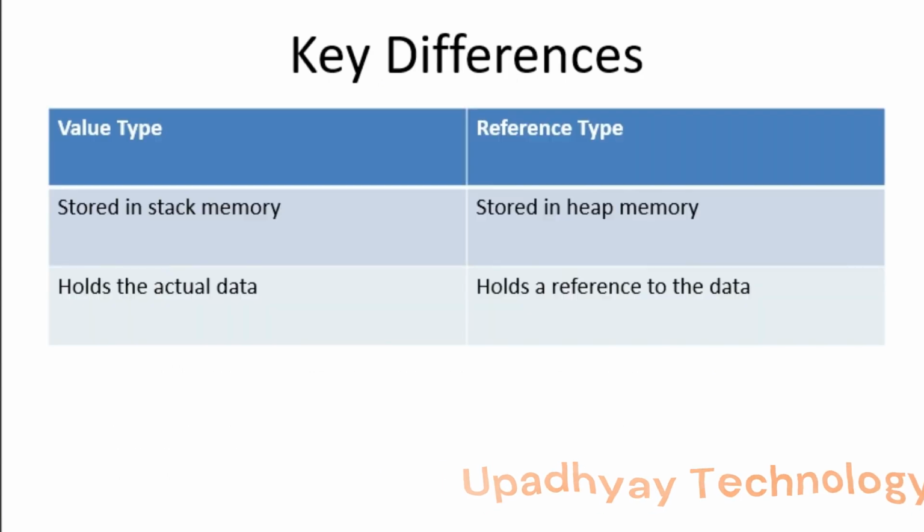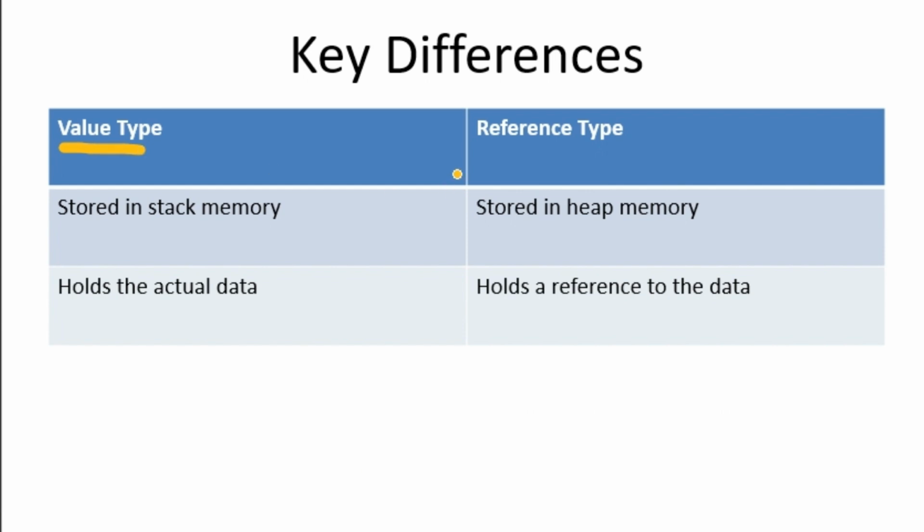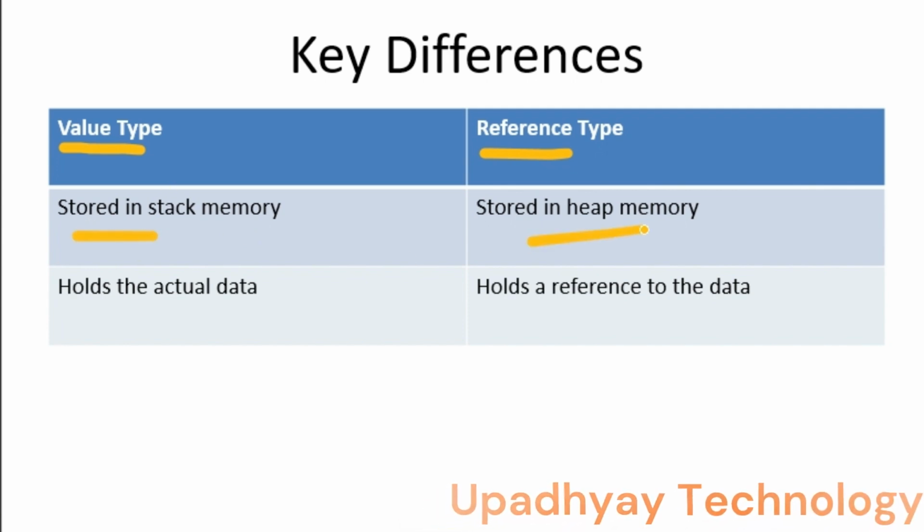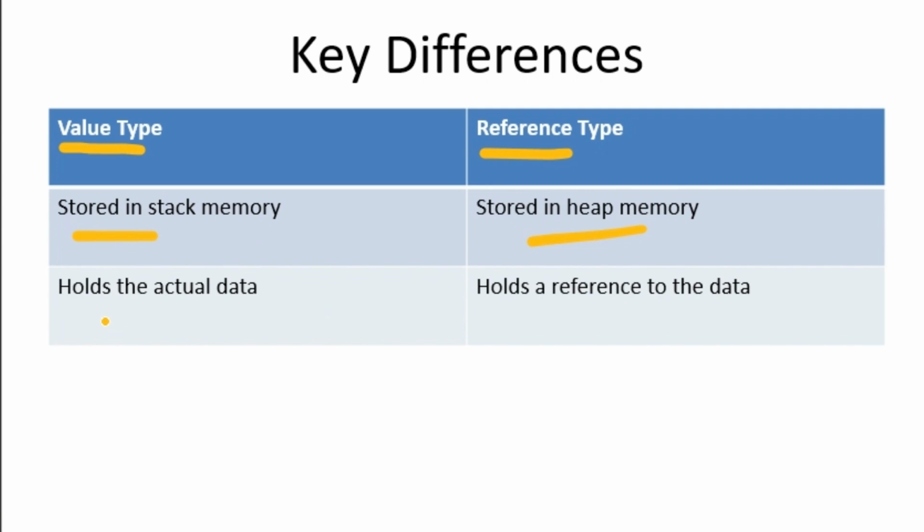Key differences. Comparison table. This slide presents a side-by-side comparison of value types and reference types through a table. Value type: stored in stack memory, holds the actual data. Reference type: stored in heap memory, holds a reference to the data. The table visually contrasts how value types and reference types differ in memory storage and how they handle data assignment.